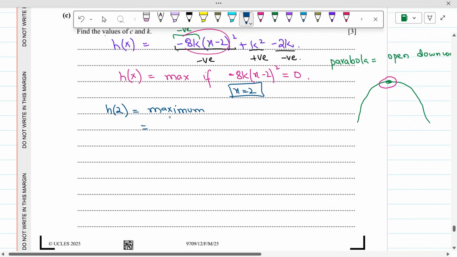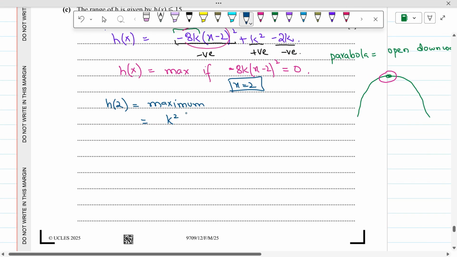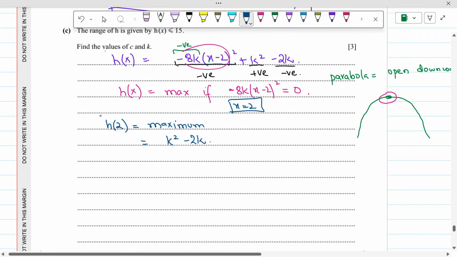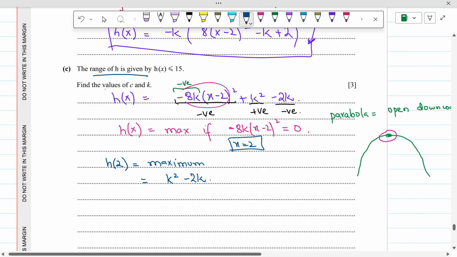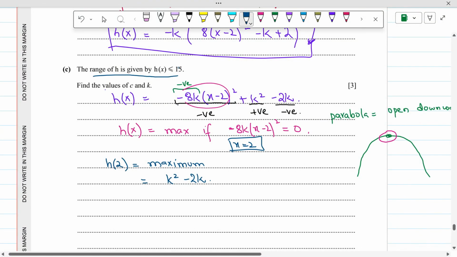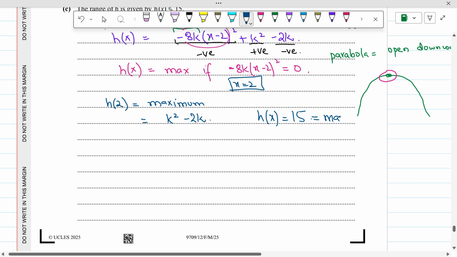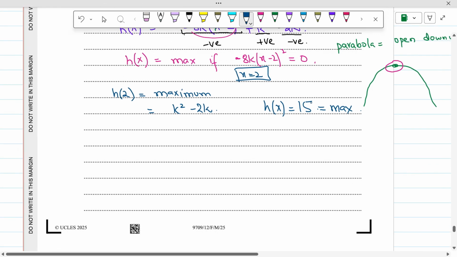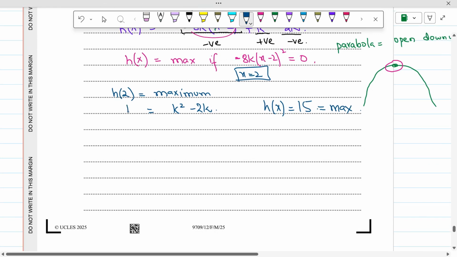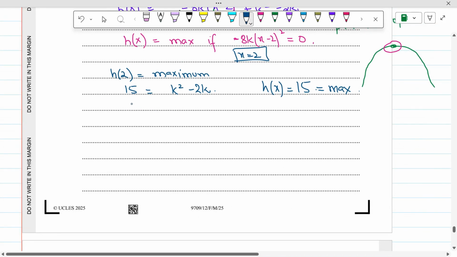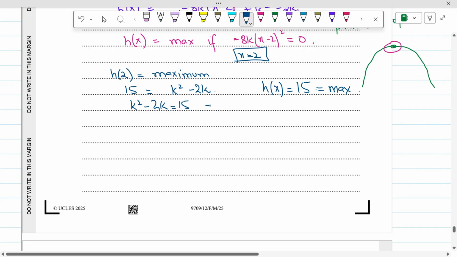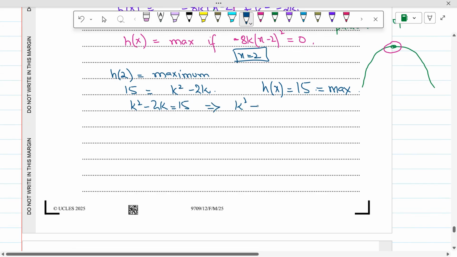and this is equal to k square minus 2k. And we know that the range of h is less than or equal to 15, so the maximum of h of x is given, which is 15. So we can say that h of 2 will have the maximum value, which is 15. So k square minus 2k is equal to 15. Further solving, we will have k square minus 2k minus 15 equal to 0.